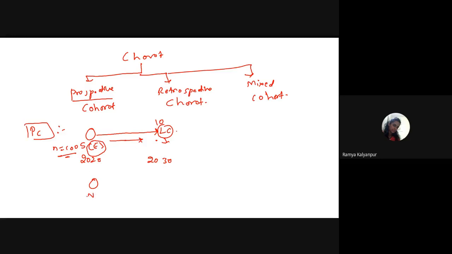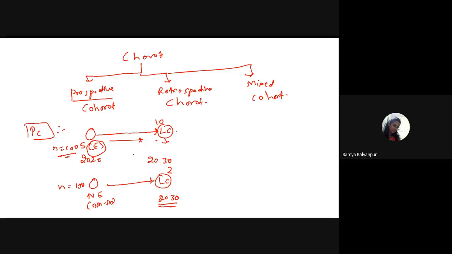They are called the non-exposed group. So that means they are non-smokers. Here also I take 100 non-smokers. Then I will do the follow-up, and again I will observe these non-smokers for lung cancer. Then maybe out of 100, two people have developed lung cancer. And again, the period is the same, 2030.